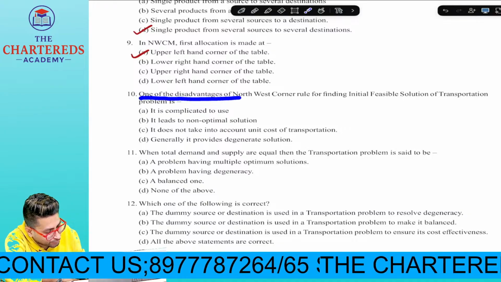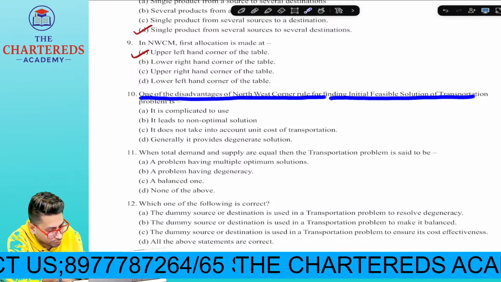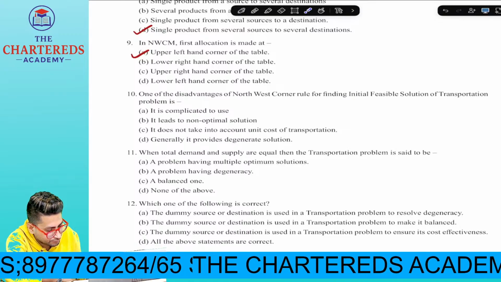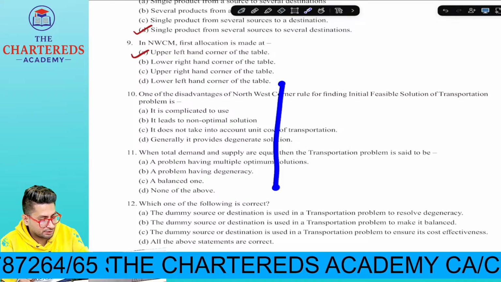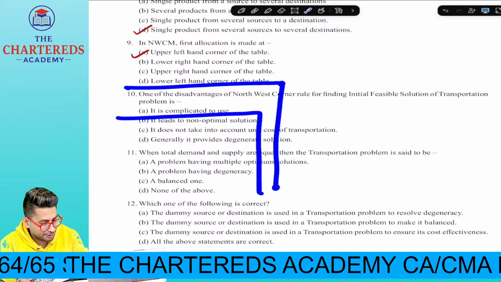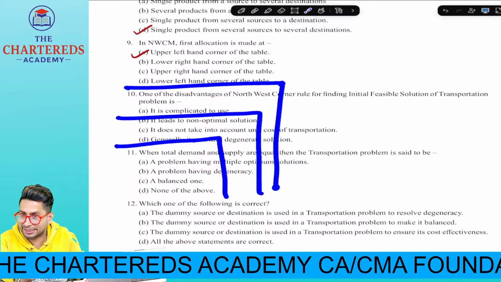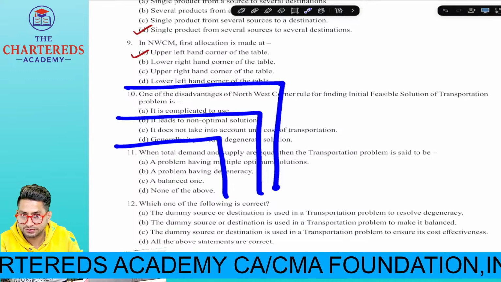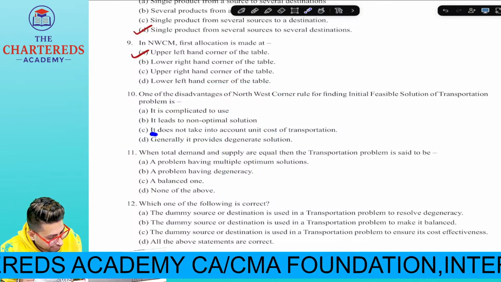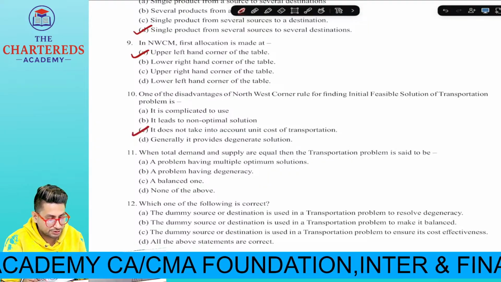One of the disadvantages of the northwest corner rule for finding the IBFS is what? In the northwest corner rule, what do we do? Straight up, left, straight left. Am I checking the cost or directly allocating? Are we considering cost or ignoring cost? It does not take into account the unit cost of transportation. Clear?